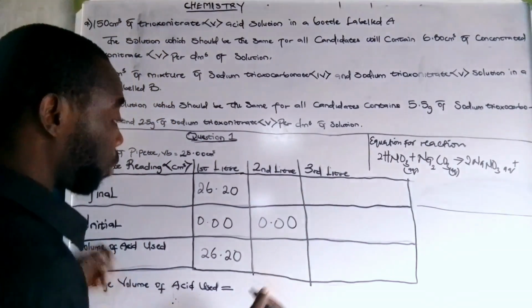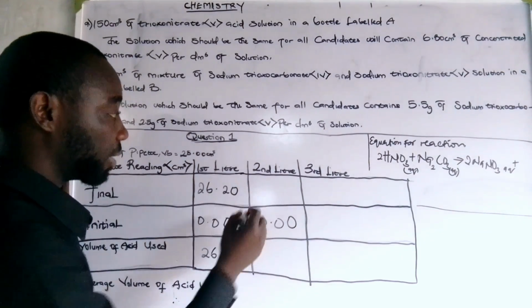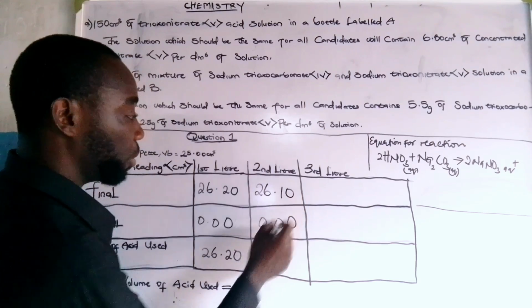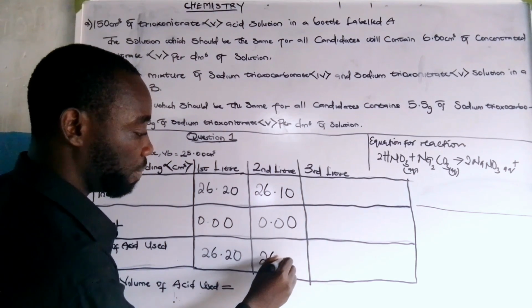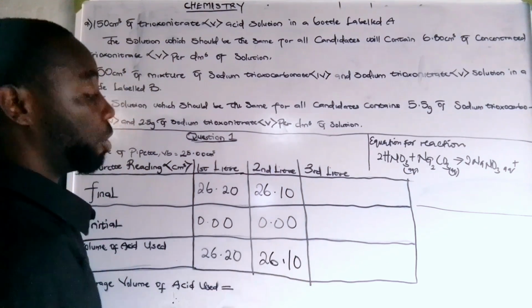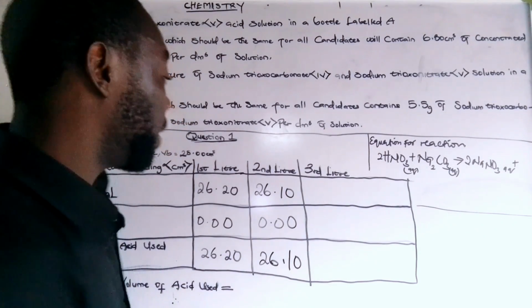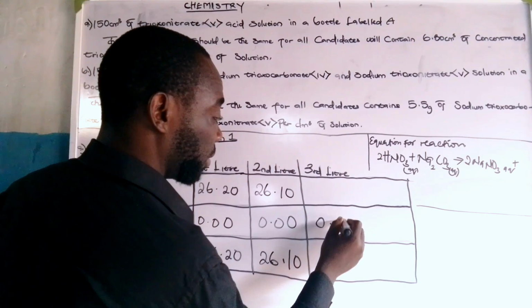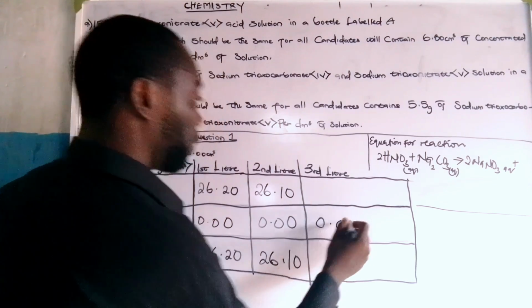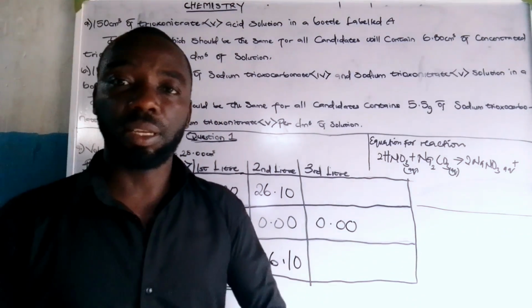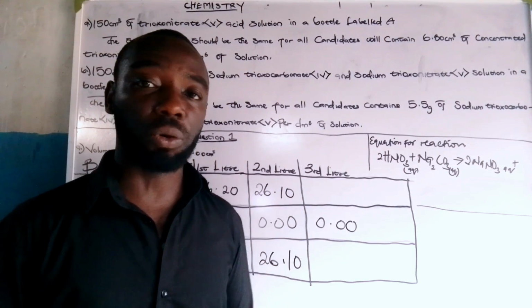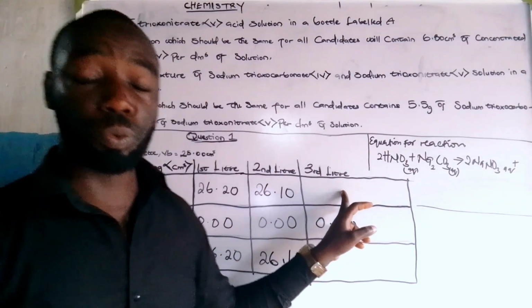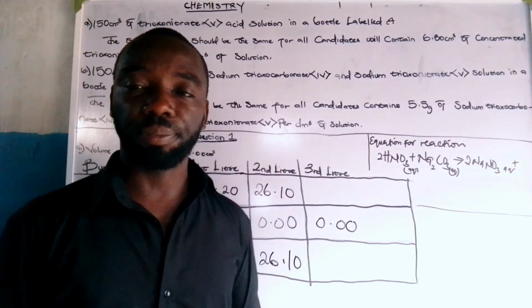So from here we got 26.1, so 26.10. Our final becomes 26.10. Now let us put our initial here, 0.00. Let's now continue with the third titer. We've gotten our first titer, second titer, and then we are going over to the third titer.